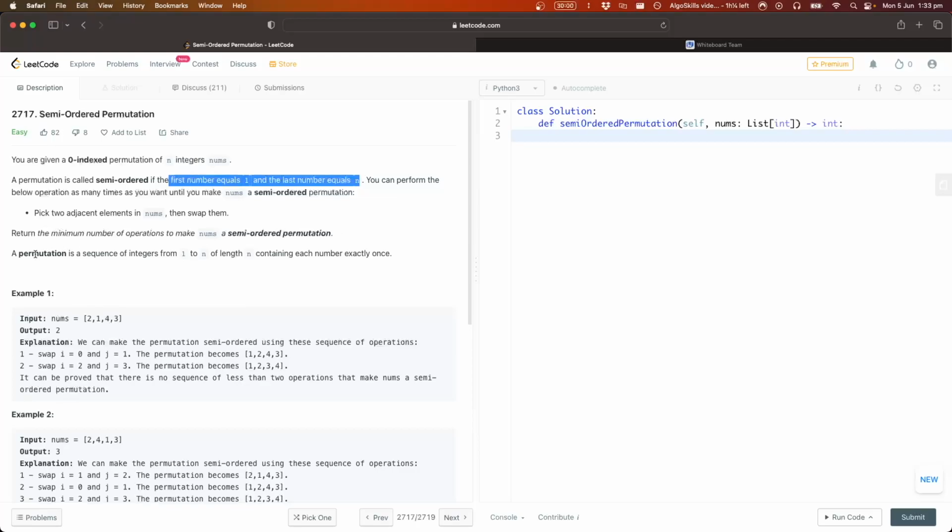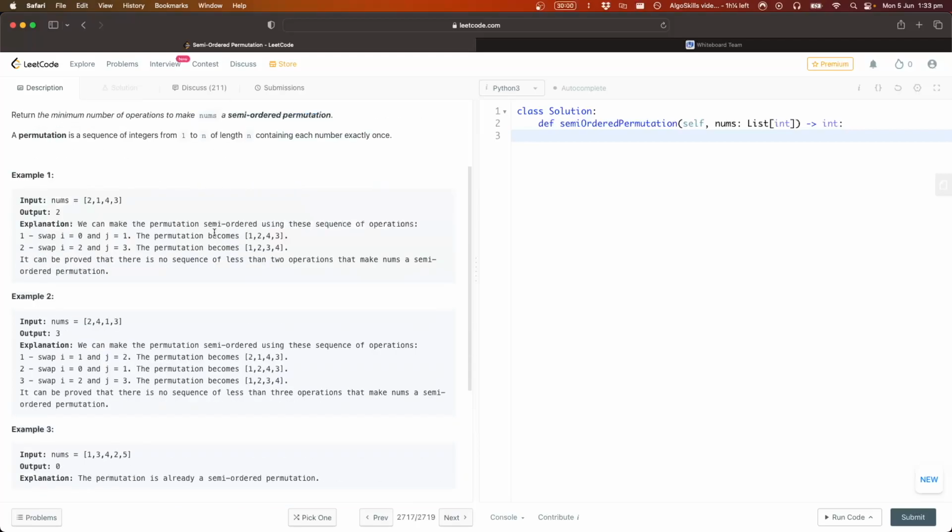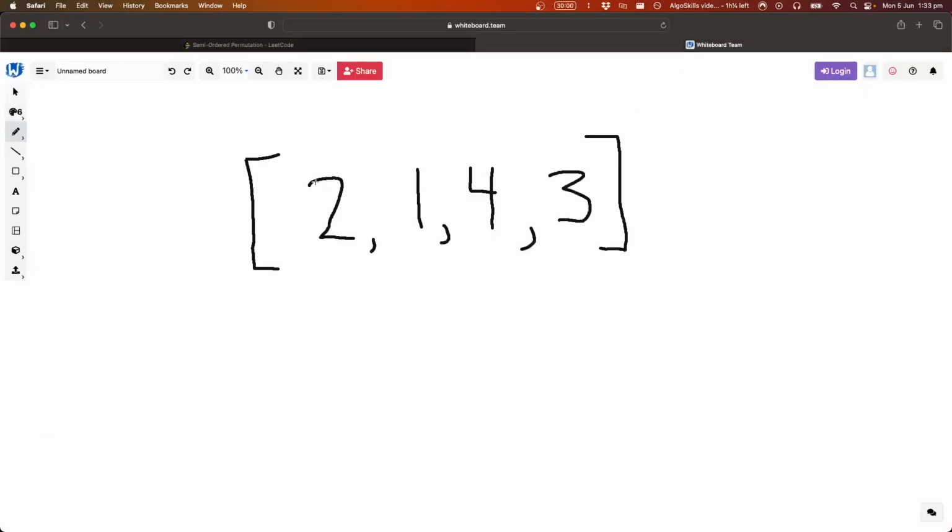A permutation is a sequence of integers from 1 to n. So that's just saying that this permutation of n integers is going to have all the numbers from 1 to n. We've got some examples here. I'm going to move over to the whiteboard because I think it's going to be a bit clearer if we go through them there. So we'll start with 2, 1, 4, 3.